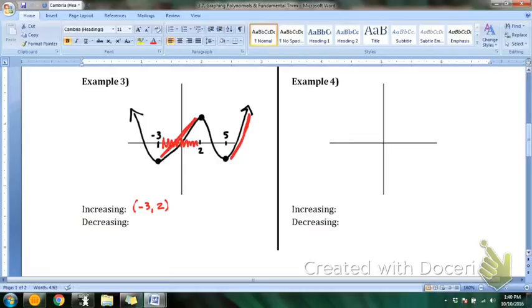And then I started increasing again at 5 and go off to where, Kyle? Excellent. 5 goes off to infinity this direction. What goes in the middle? The u.